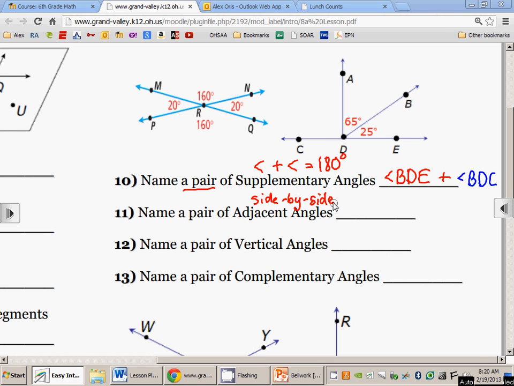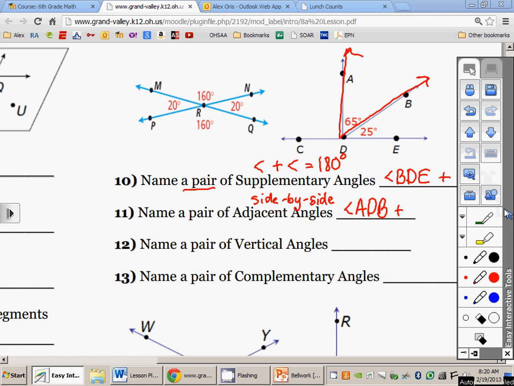So we're adjacent. What two angles can you spot that are adjacent? There's a bunch up here. Gabby? ADB. Okay, let's start here. ADB. I like that one. That's one angle. So let's write that one down. Angle ADB. And what angle is side by side with that one, Gabby? What's right next to it? BDE. BDE. That would work.